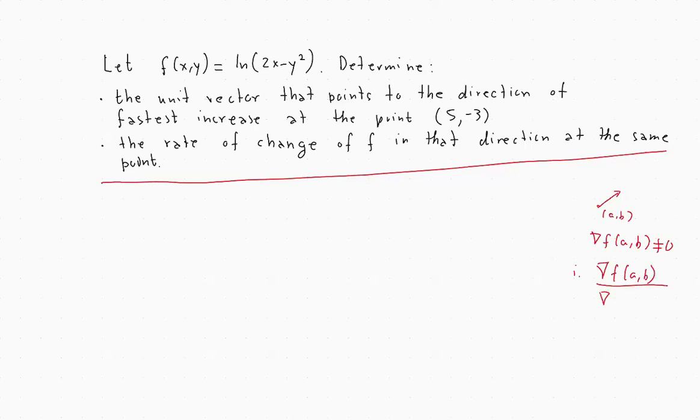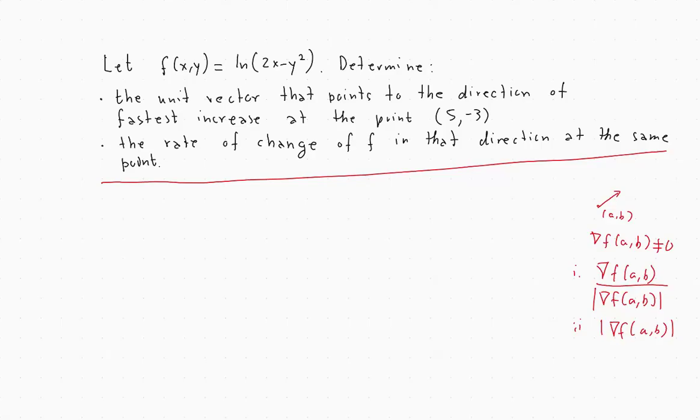As for the second part, when we want to find the rate of change, that is precisely the magnitude of the gradient. So what we want to do is find the gradient at that point and normalize it. That will give us the direction of fastest increase. And then we want to find its magnitude. I mean, we will have already found its magnitude by that point, and that will give us what the rate of change in that direction is.